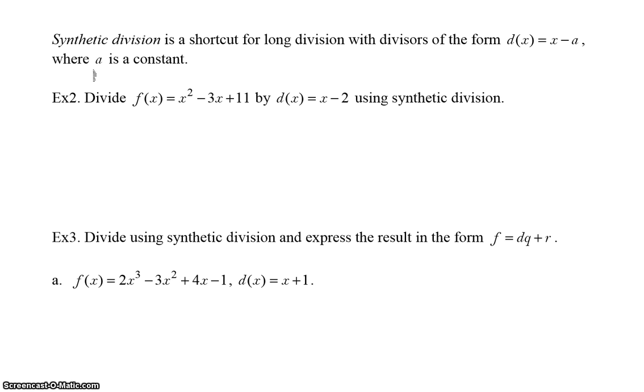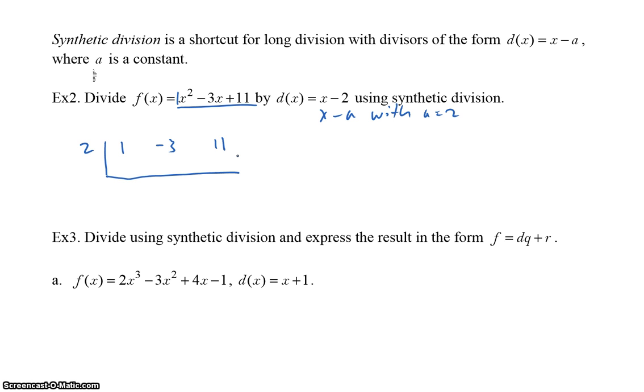What we would do is, looking at our divisor, we notice it has the form x minus a, x minus 2, with a equal to 2. So we want to determine what the value of a is for our particular divisor. I'll put that 2 here. We'll write the coefficients of f of x next to that in a row. That would be 1, negative 3, and 11. Then I'm going to put a little L-shaped thing here, like this. Leave a little space there.